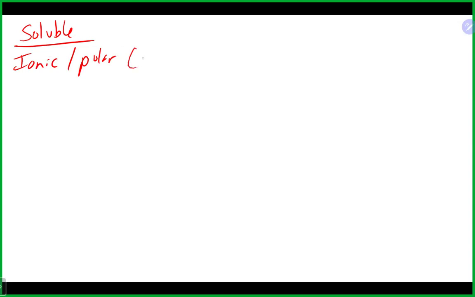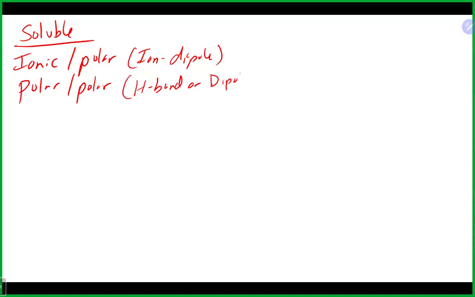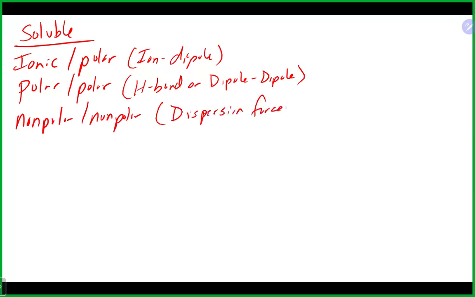Again, they're going to be able to do that ion-dipole interaction. Things that are polar and polar, once again, are going to be good to go, like we saw yesterday. We had methanol and water mixed perfectly fine, right? They'll use either hydrogen bonding or dipole-dipole interaction to make that work. Also, nonpolar and nonpolar molecules are going to be okay. They're going to use some type of dispersion forces as their main route.